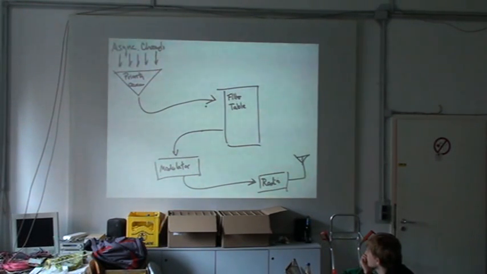And if there's something that's ready to be transmitted, we put a copy of it in a table called the filler table, and then we transmit it. If there's nothing ready to be transmitted, we go to the filler table and we take a copy of something that was transmitted recently and we transmit that instead.